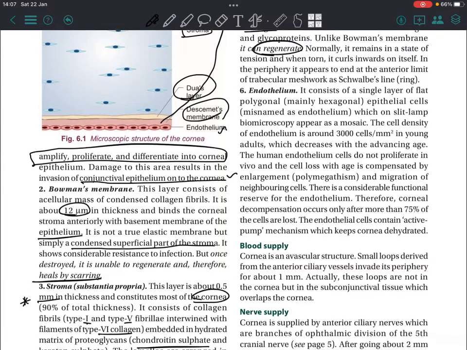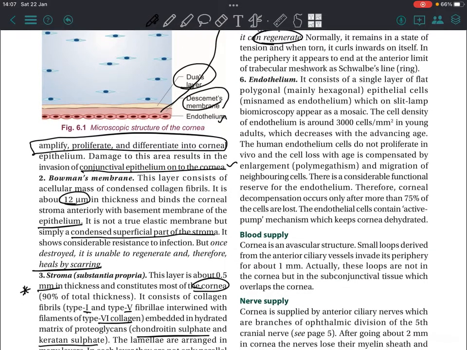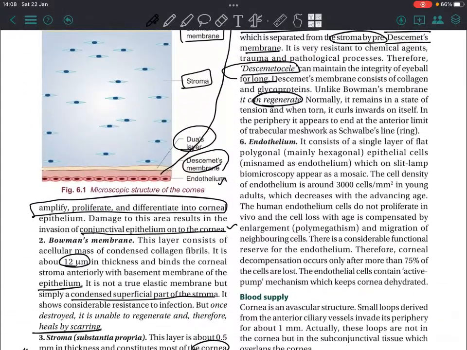Normally, it remains in a state of tension, and when torn, it curls inwards on itself. In the periphery, it appears to end at the anterior limit of the trabecular meshwork as Schwalbe's line.